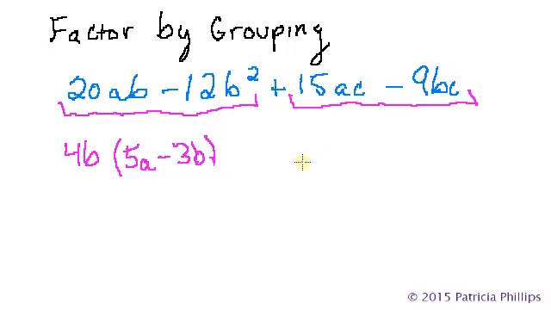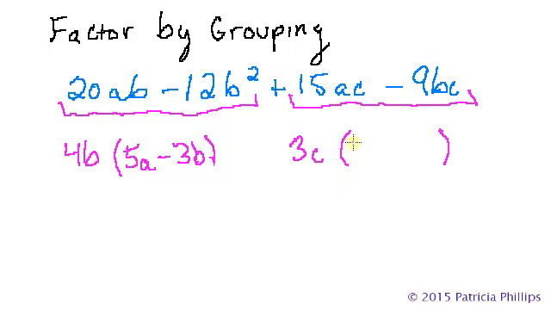Okay, and then we're going to take the second two terms and see if we can find the greatest common factor. We see that 3 times 5 is 15, and 3 times 3 is 9, and they both have at least one c, so we're going to go with 3c on this one. We're going to put our parentheses here and write some information on the inside showing how that 3 can be distributed.